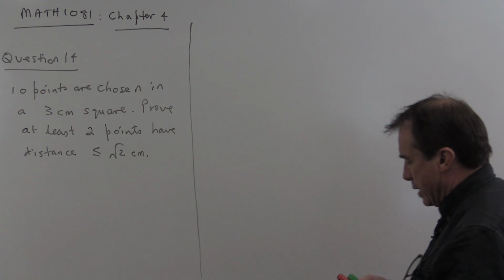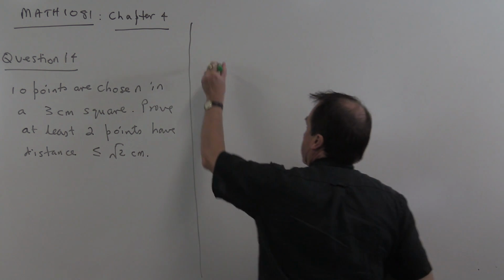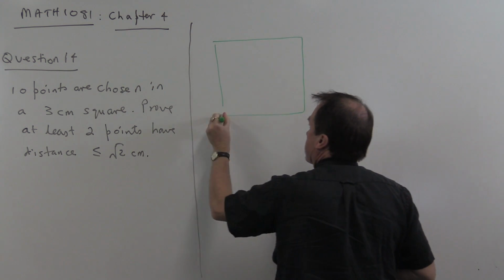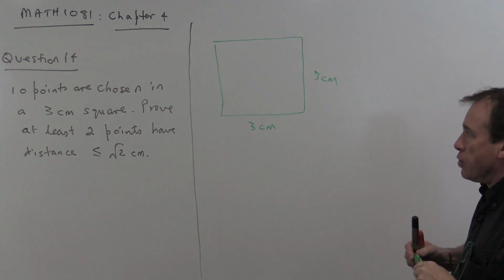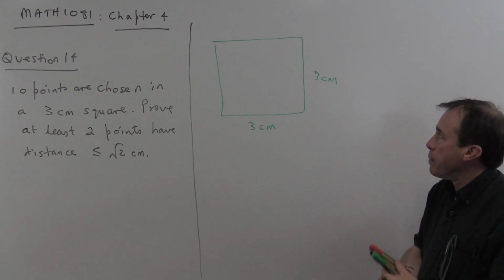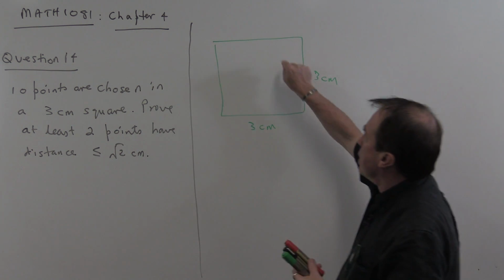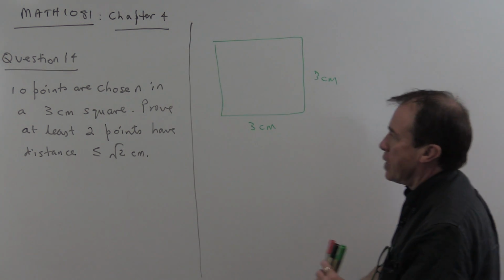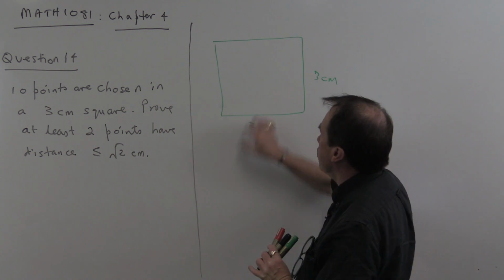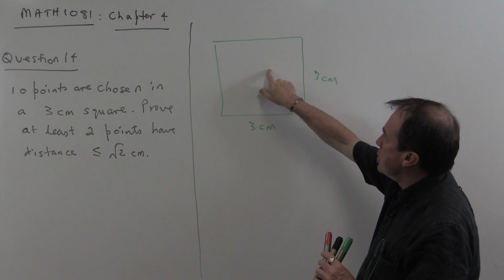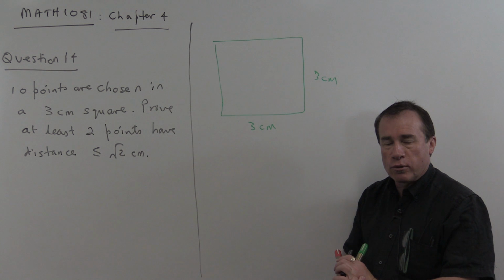So it says you've got a 3 centimetre square, and so let me draw up the 3 centimetre square. So there's the 3 centimetre square. And you imagine you're tossing darts at this square, and you've got 10 darts. So think of the 10 points. So you pick 10 points inside here, think of 10 darts being shoved there, and you've got to show that at least 2 of the points, the distance between them is less than or equal to √2 centimetres.